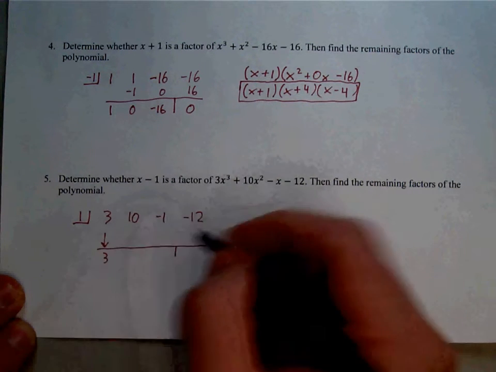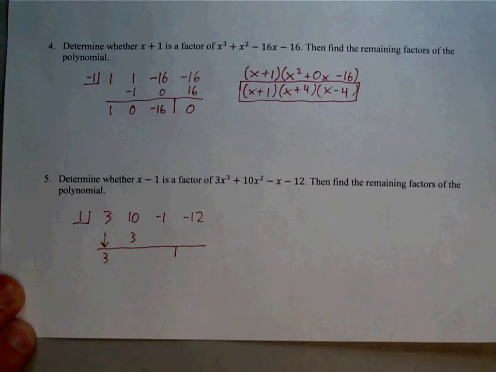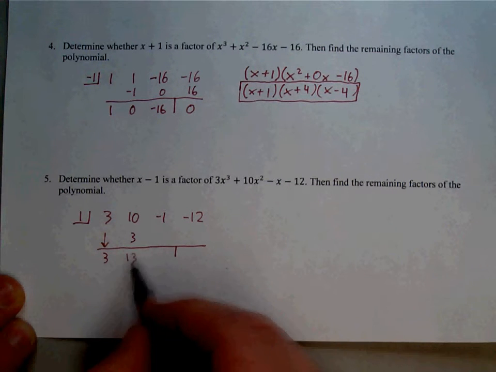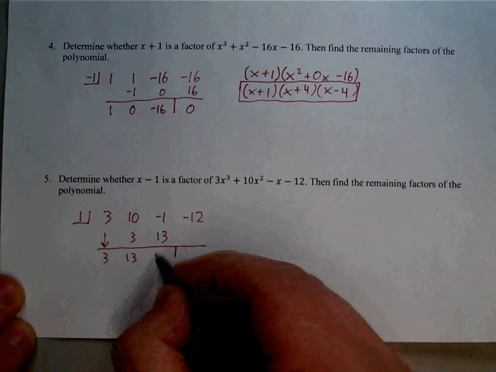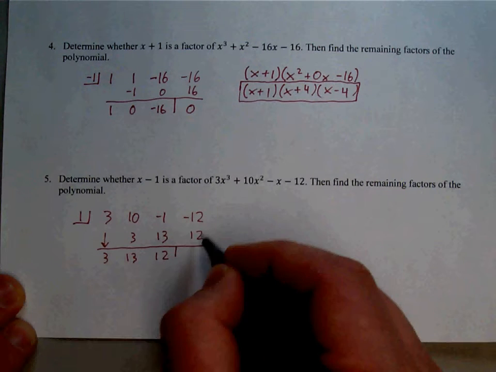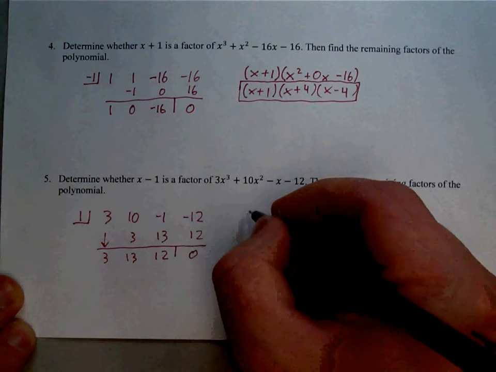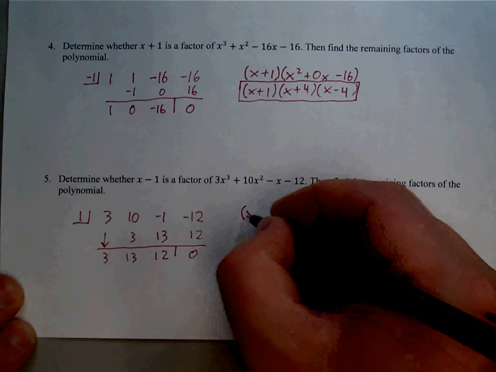Drop the first number straight down. 3 times 1 is 3. Add those, we get 13. Times 1 is 13. Subtract 1 from 13, we get 12. 12 times 1 is 12. Add to negative 12, we get 0. So it got a remainder of 0. It was a factor. X minus 1 was a factor.